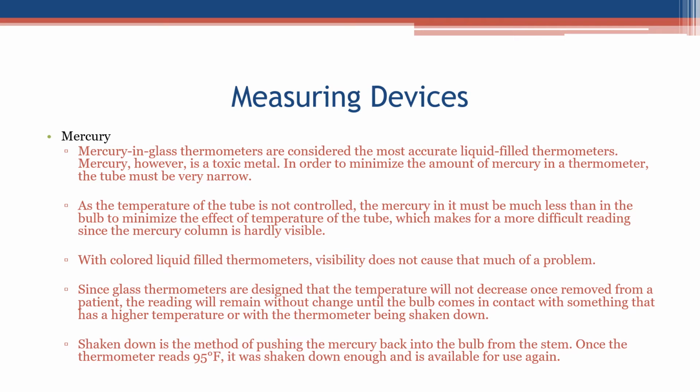Since glass thermometers are designed so that the temperature will not decrease once removed from a patient, the reading will remain without change until the bulb comes in contact with something that has a higher temperature or the thermometer is shaken down. Shaken down is the method of pushing the mercury back into the bulb from the stem. Once the thermometer reads 95 degrees Fahrenheit, it was shaken down enough and is available for use again.